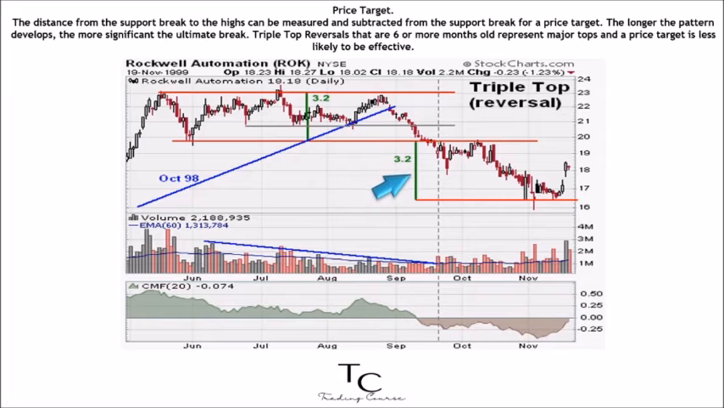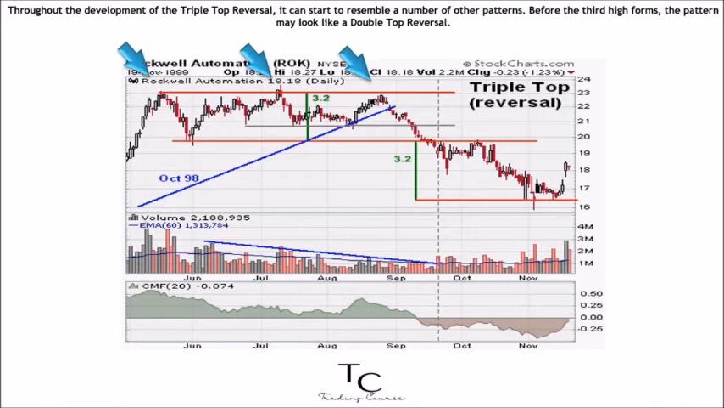Price target. The distance from the support break to the highs can be measured and subtracted from the support break for a price target. The longer the pattern develops, the more significant the ultimate break. Triple top reversals that are 6 or more months old represent major tops, and a price target is less likely to be effective.